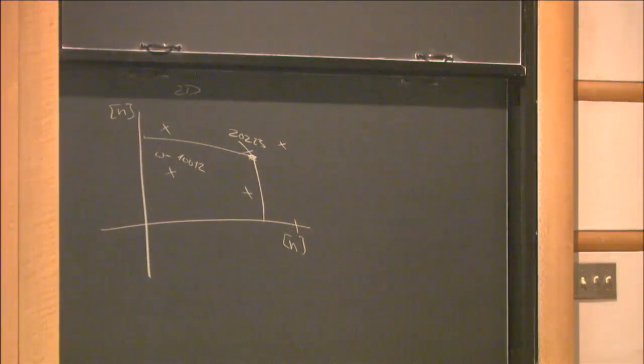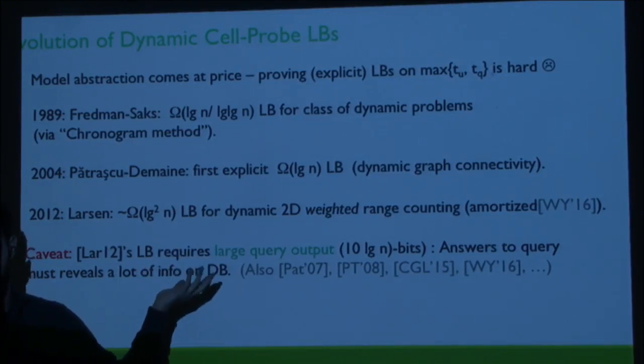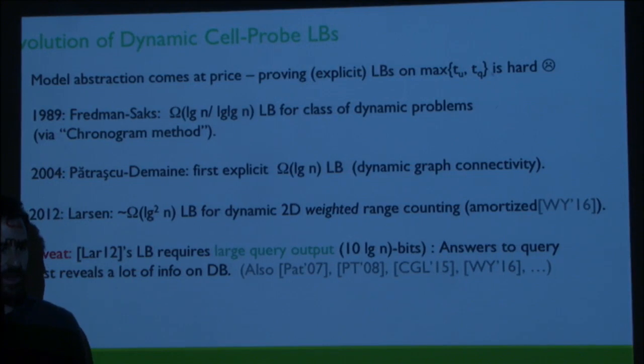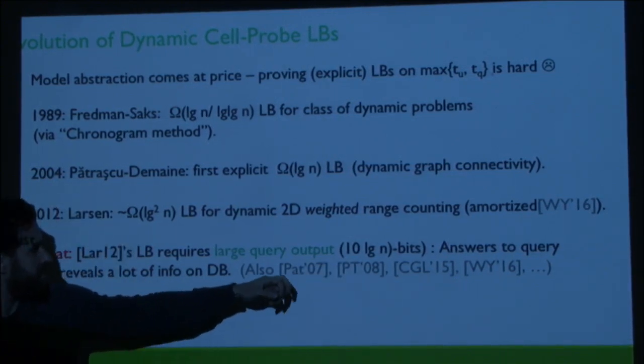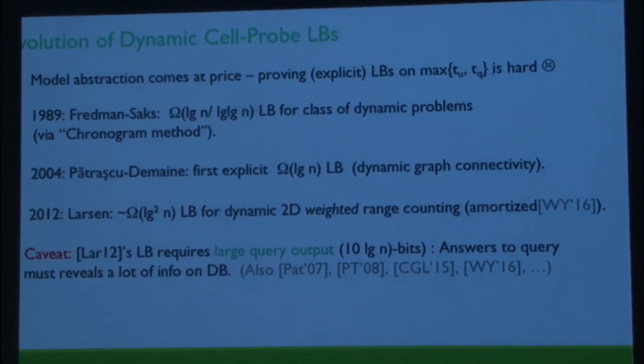And you might think that, okay, maybe this is just an artifact of the proof, but this fact was crucial. Larsen used this fact to argue that the property that each answer to a query reveals a huge amount of information on the database was a crucial factor, and we'll see this in a second. And this is not just an artifact of the proof. In fact, all previous attempts at proving super logarithmic cell probe lower bounds on dynamic problems, one way or another, required this assumption that the answer to the query will reveal a lot of information on the database.